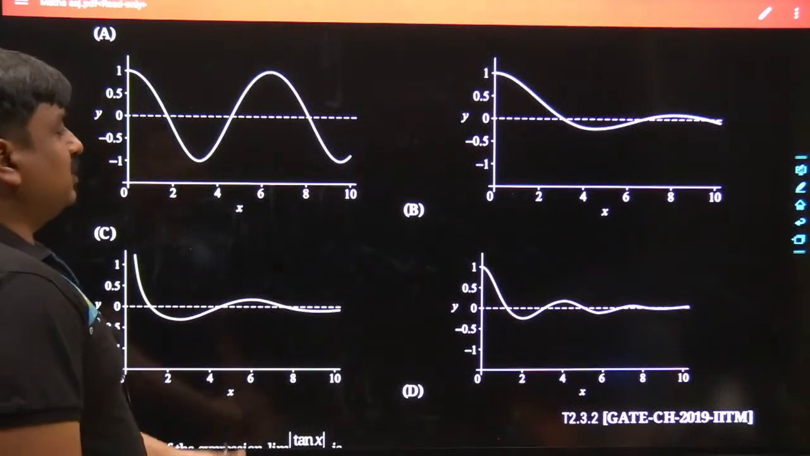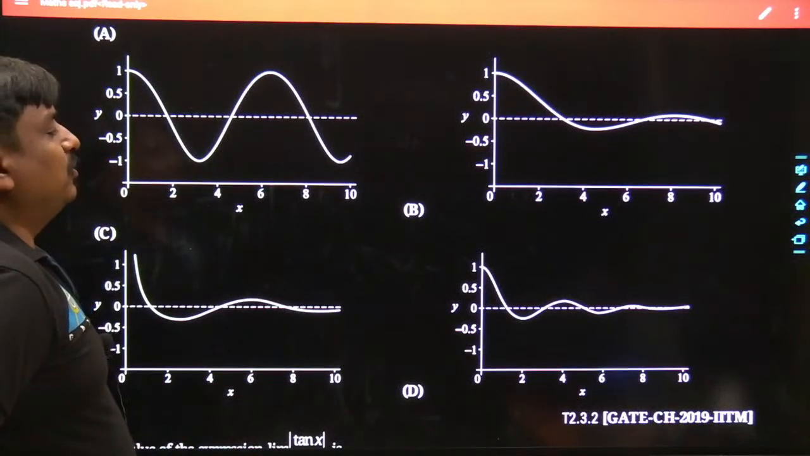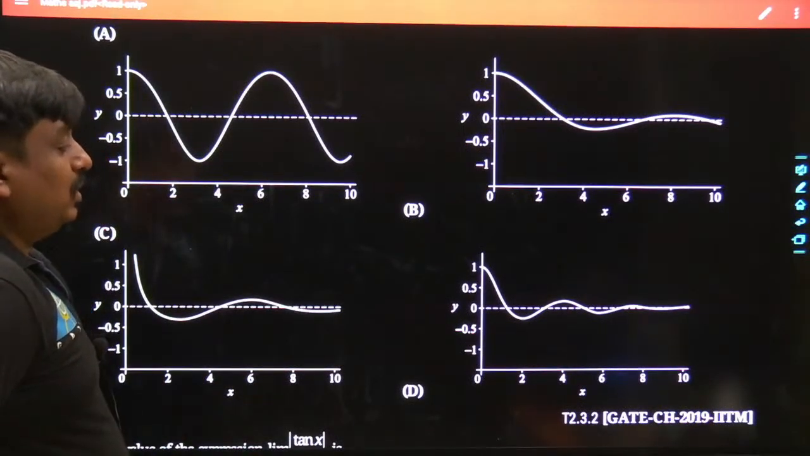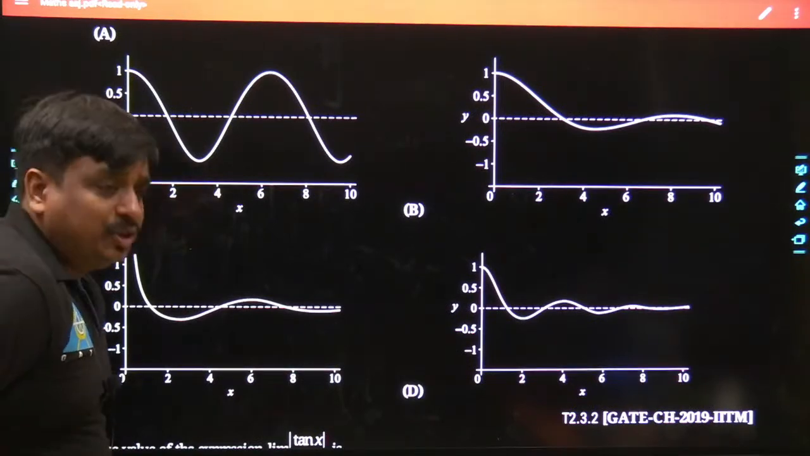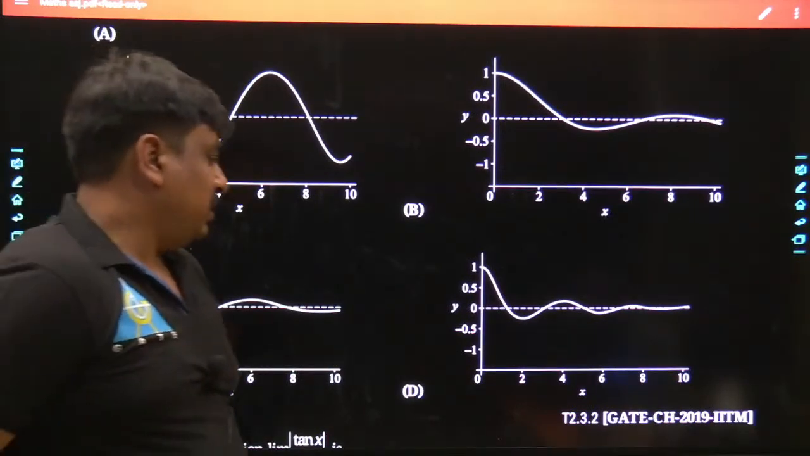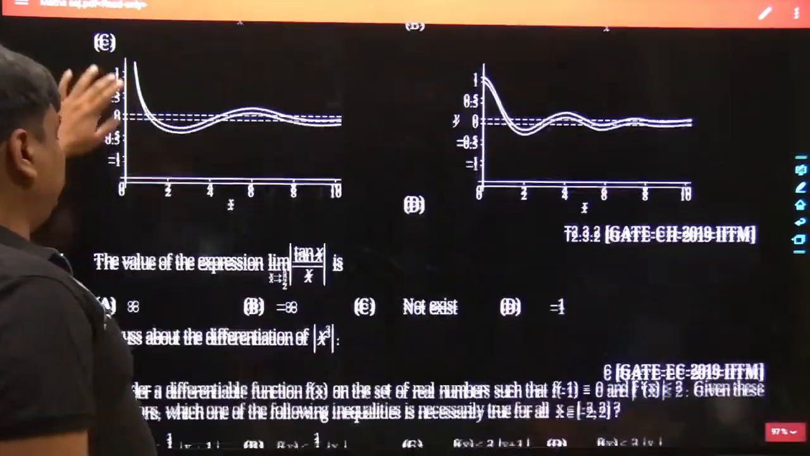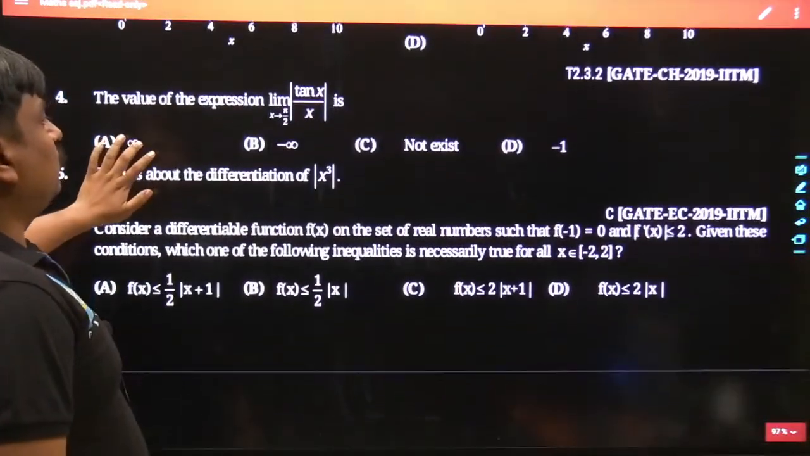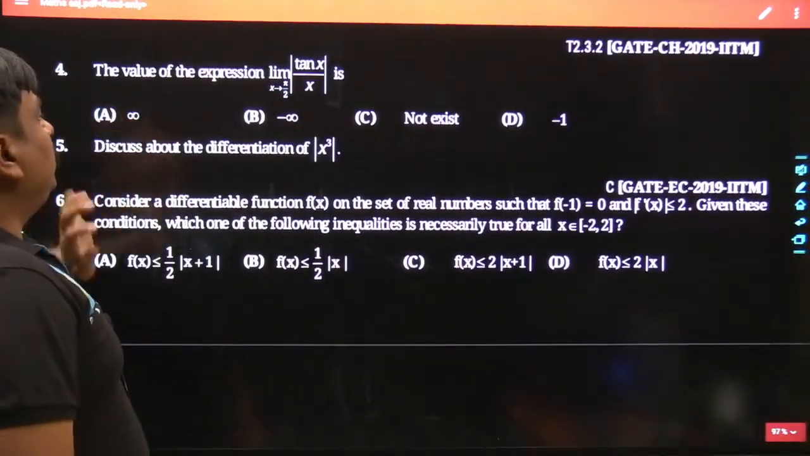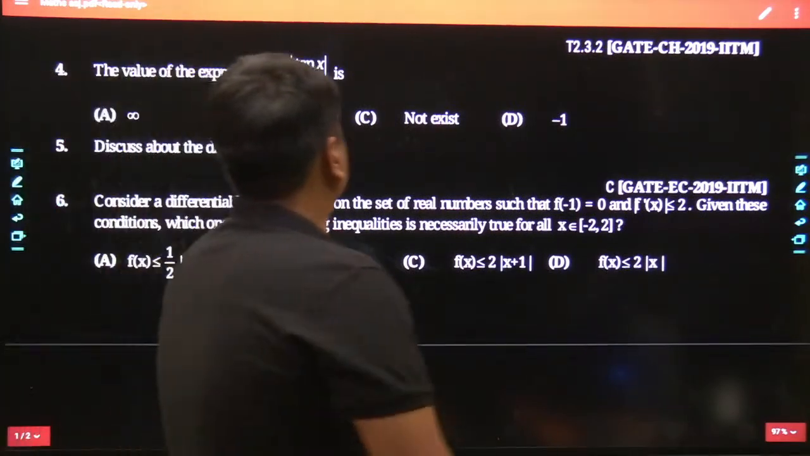So the best answer we are getting for sine x divided by x is simply going to be what? B. If it would have been sine 2x divided by x, it would have been option D. Now in the same sequence, let me move forward. We need to take the limit of mod of 10x divided by x.